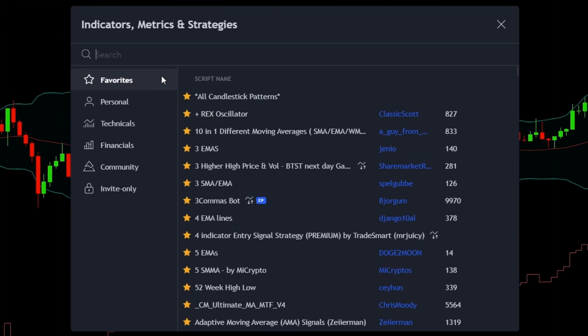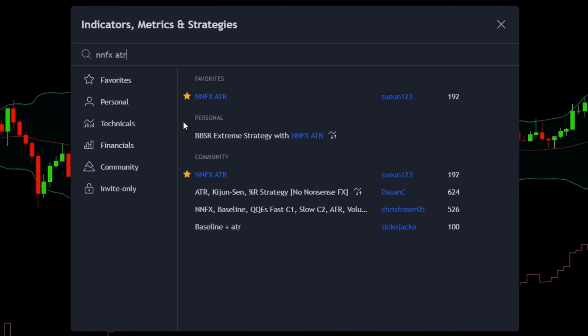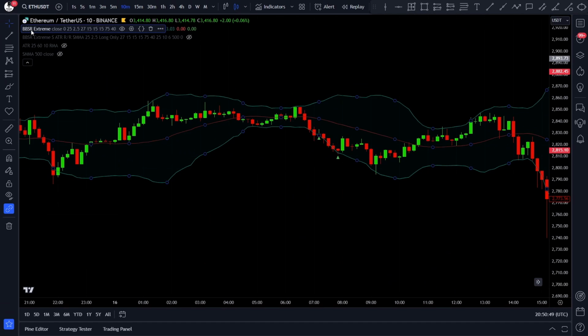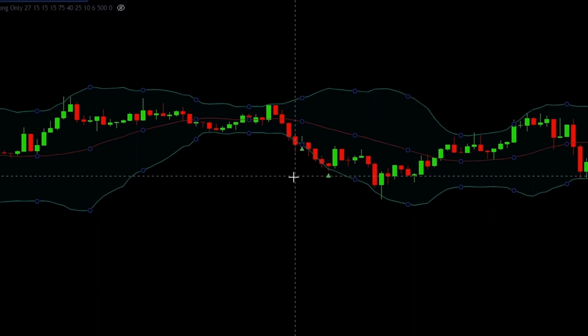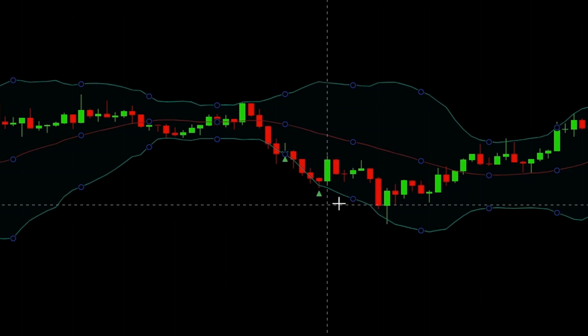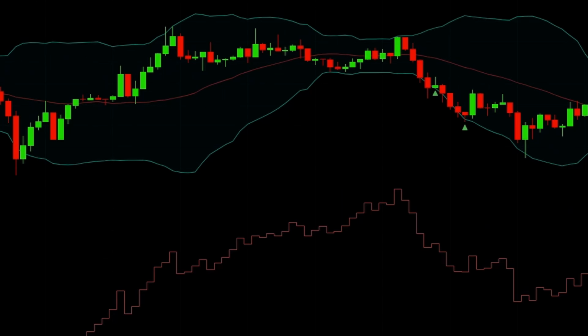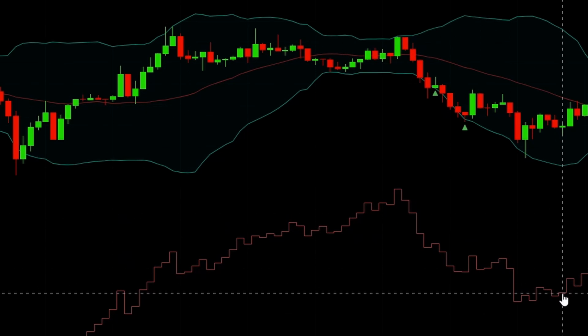For stop loss and take profit, as usual, we will use the NNFX ATR. Add this one. The Bollinger Bands Stochastic RSI Extreme indicator will print you entry signals by these green or red arrows. And the NNFX ATR stop loss will look something like this.